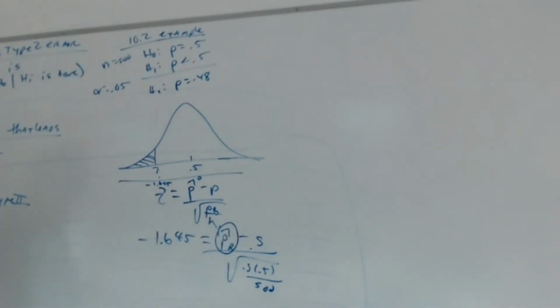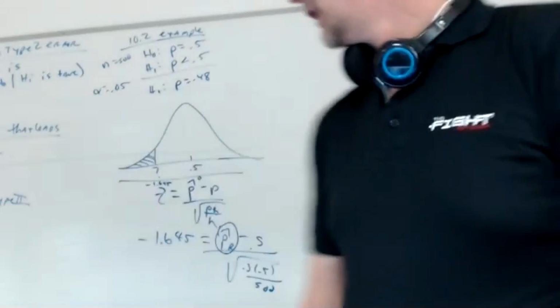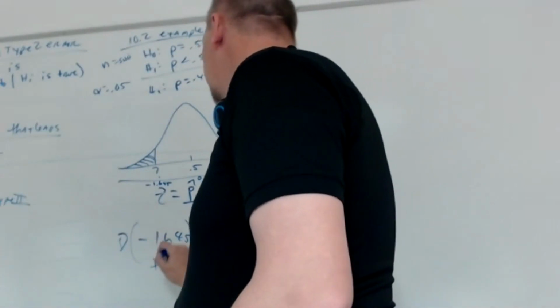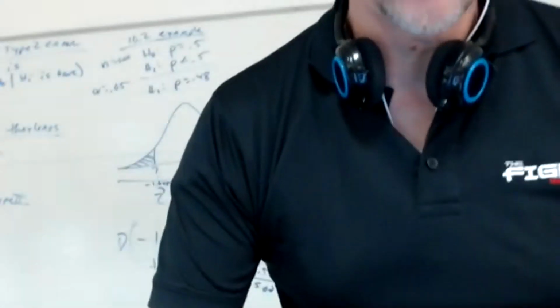Now I just have to solve for my p rejection region. A little bit of algebra. I multiply by the denominator, I'm going to put D for denominator, and then I add 0.5 plus 0.5. That's going to give me my rejection region.